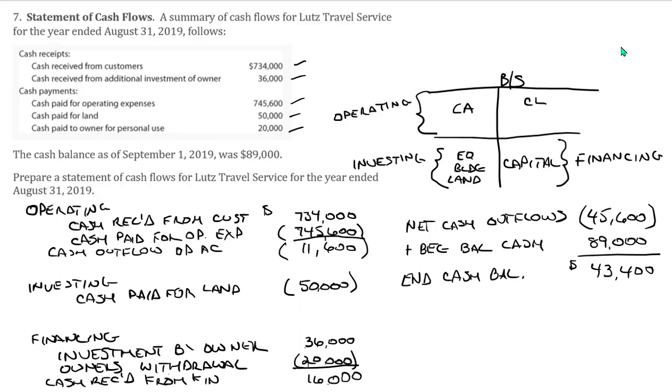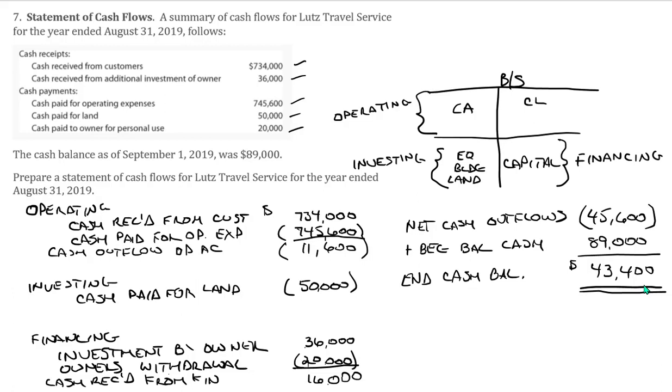Okay, so our ending cash balance then is 43,400, and if you look at the balance sheet, the cash is actually 45,400, so it's $2,000 off, but it's not us. It's got to be the problem. I know it is. So that's the way it goes.